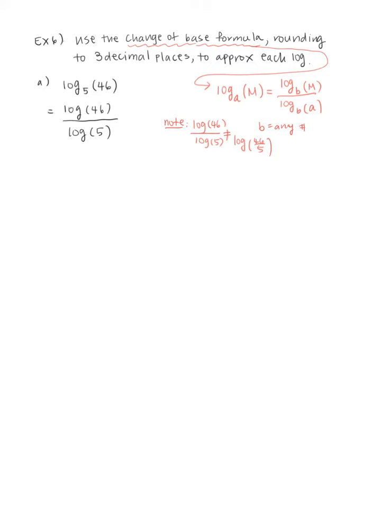So now you're going to have to bust out your trusty calculator to compute log of 46 over log of 5. I just used my calculator, and this is approximately 2.378868. This is good enough, and since the question says rounding to 3 decimal places, I'm going to round it off here, and this is approximately 2.379. So that will be our answer.